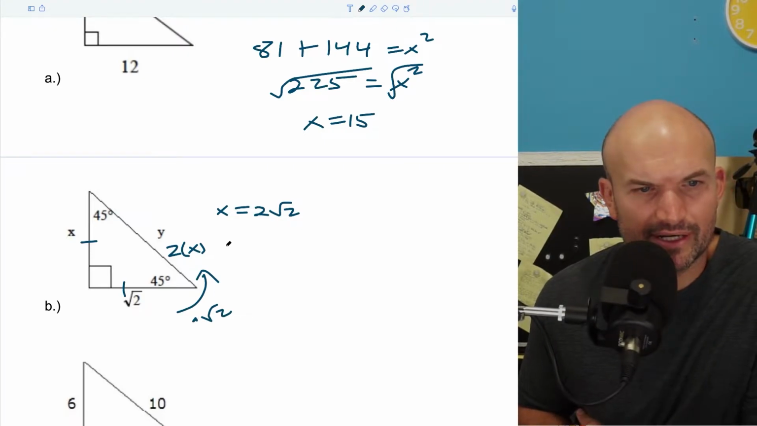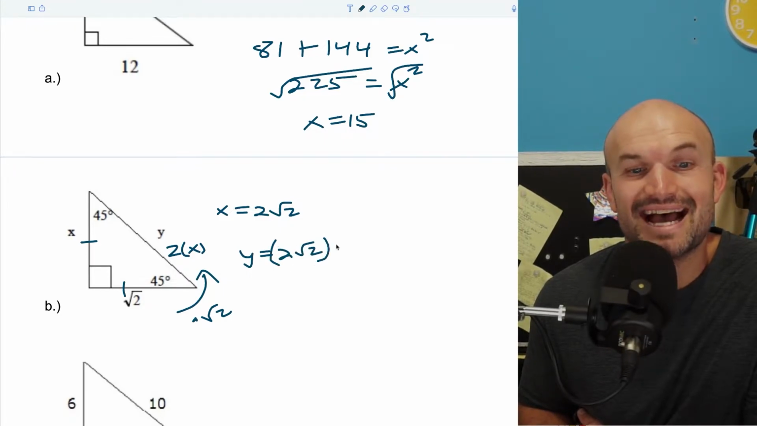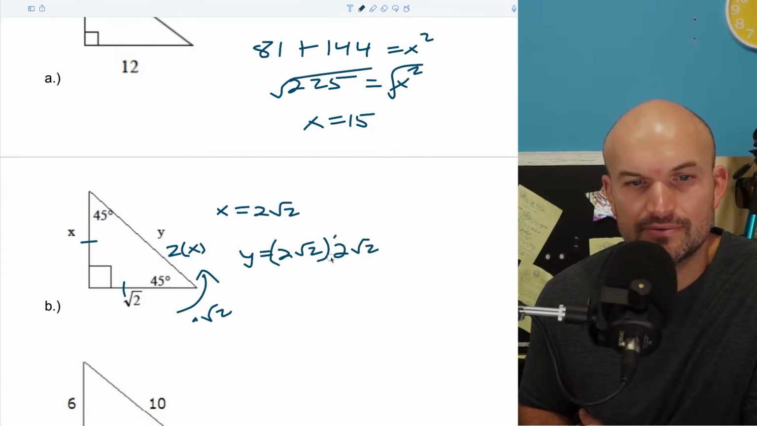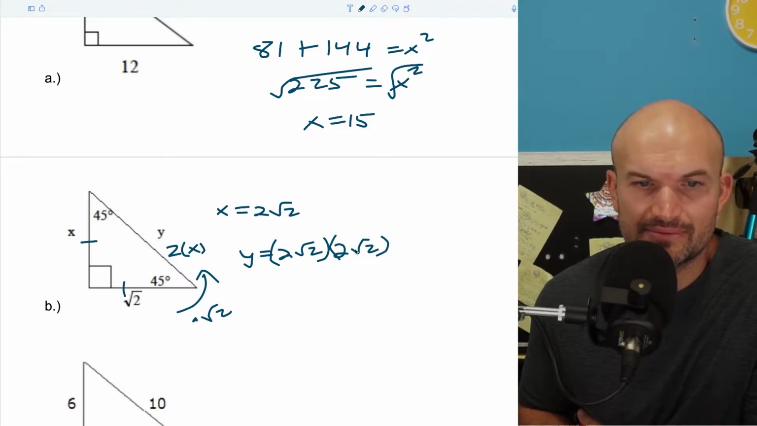What I'm going to do here is now say y is equal to 2 square root of 2 times square root of 2. Okay, so 2 square root of 2 times square root of 2, that is going to equal 2 times the square root of 2 times the square root of 2, which is 2. So therefore that's going to equal 4.